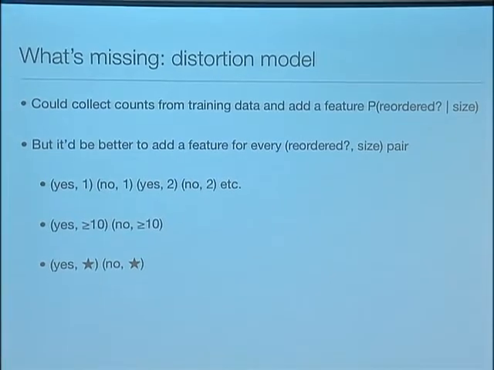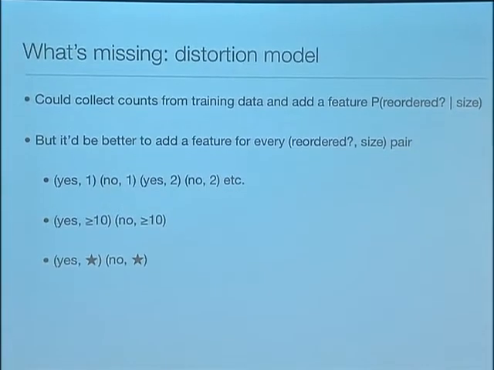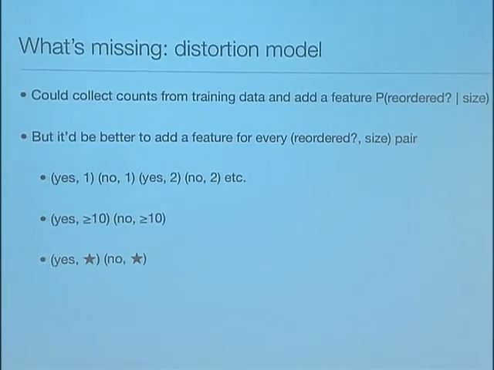to go through my training data and try to learn a probability distribution of p of reordered given size. And when you do this, you find that the probability of reordering is relatively much higher for size 1, 2, 3, and then it goes down exponentially. And when you're dealing with size 10 or 12, the probability of reordering becomes very low. So we could build a generative model like this and then add it in as a single new feature of our model and then rerun our minimum error training and see if that helps.